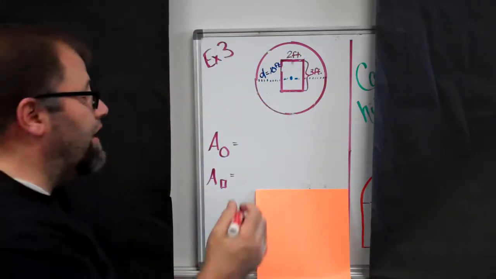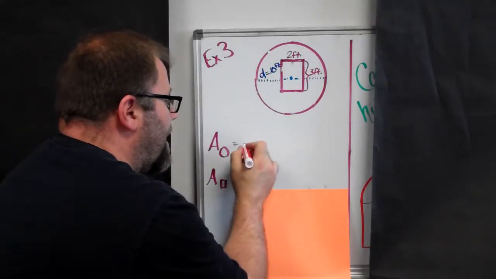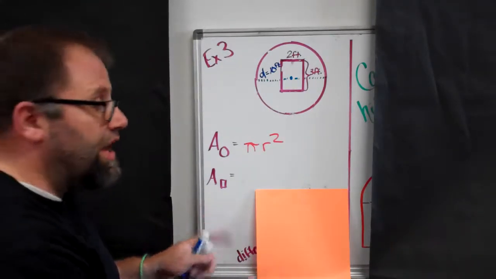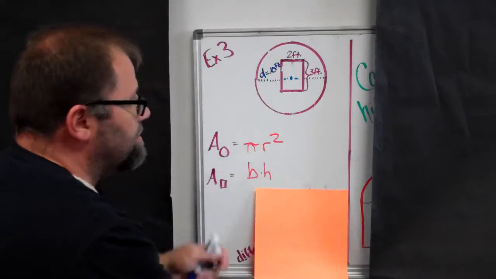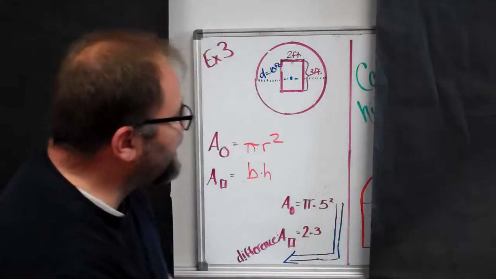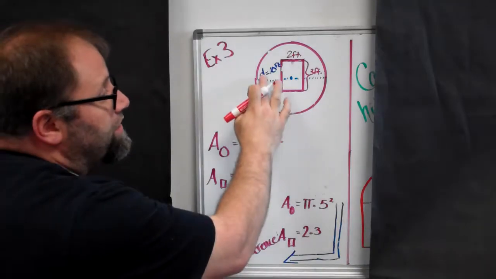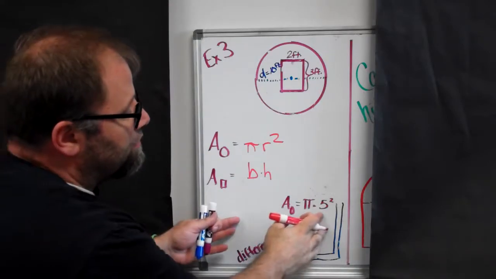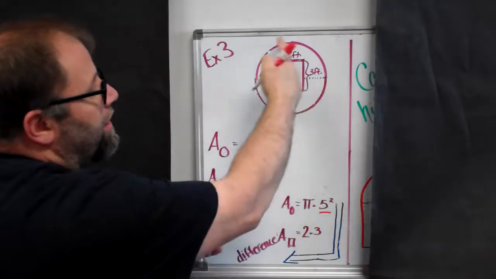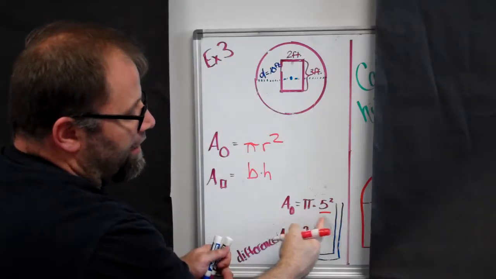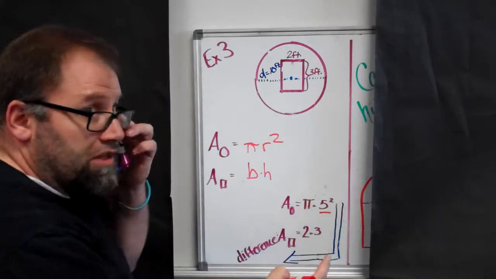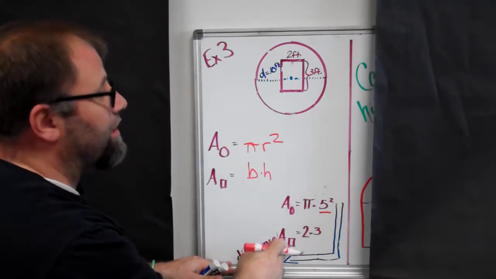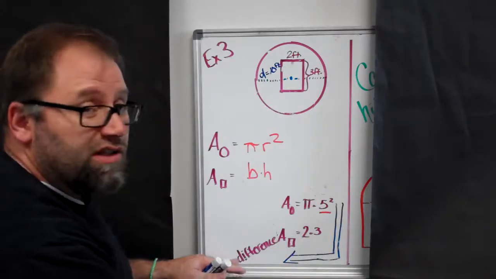So we know the area of the circle is pi r squared. The area of a rectangle is base times height. Since we know the diameter is 10, we only need the radius. Half of the diameter is the radius. That gives us 5. So the area of the whole circle is pi times 5 squared. That's about 75 if you're going to ballpark it. And then the area of the rectangle is base times height, 2 times 3, and that's 6.